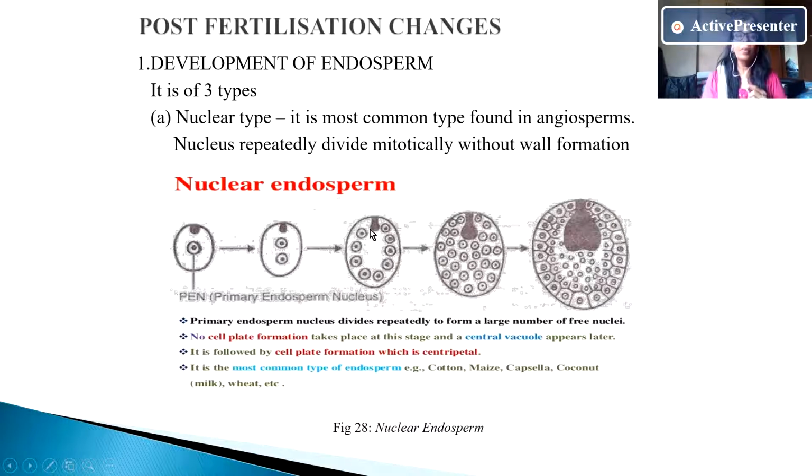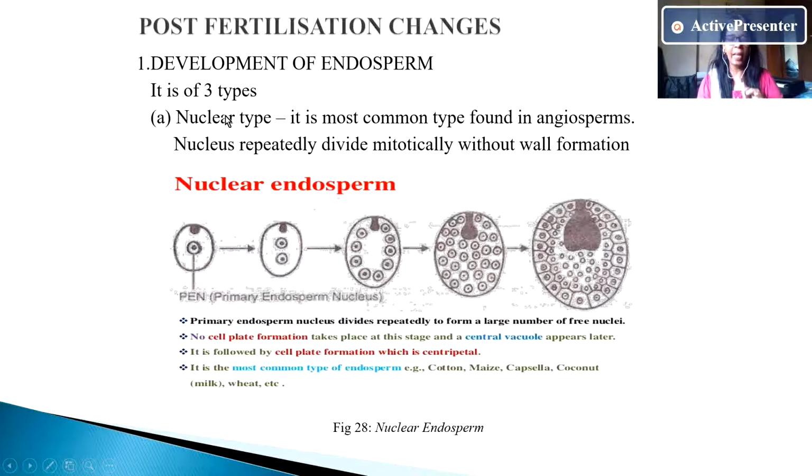Then after fertilization, what happens inside the ovule? Post fertilization, many changes will be there. The ovary part converts to fruit, that we will study afterward. The ovule converts to seed. Inside the ovule, post fertilization changes occur inside the female gametophyte: development of endosperm and development of embryo. So development of endosperm, we'll see first.